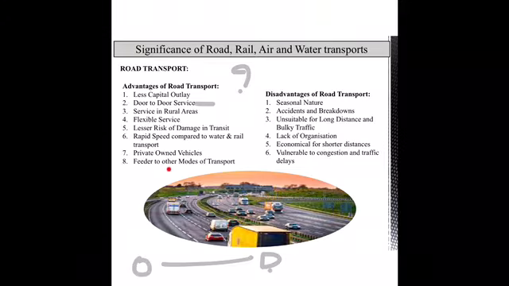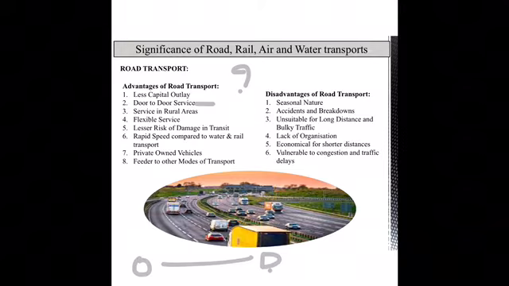And also it is a feeder to the other modes of transportation. Feeders in the sense that road transportation gives connection to the railways, the harbors or ships, and the aeroplanes that run between airports. So road transportation is the one which connects to the airports, railway stations or harbors, so we call it the feeder. Okay, so these are some of the advantages of road transportation.